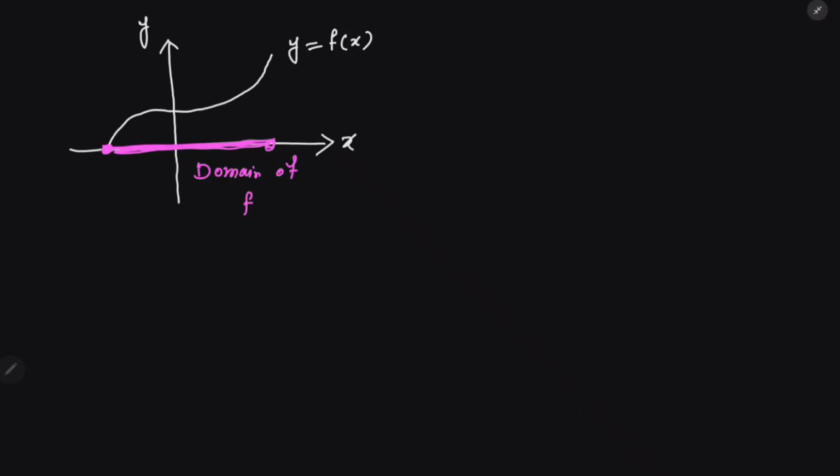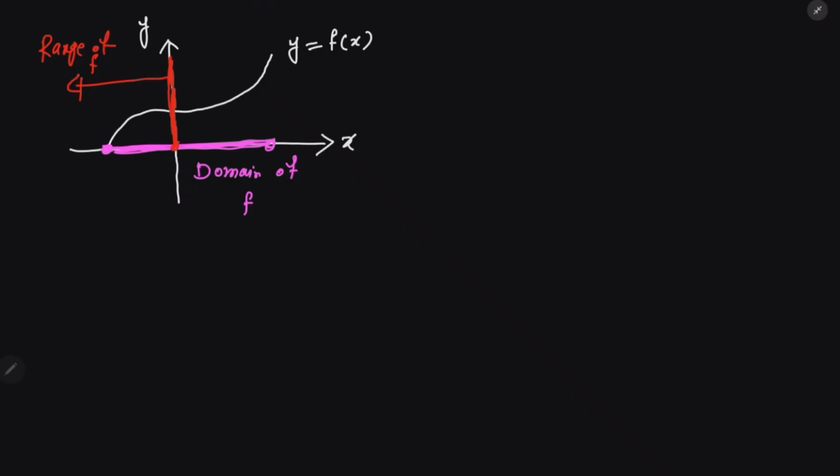On the y-axis, the first value is 0. Then it reaches up to over here. Then we have the range. The range is this y value over here. So this is the range of f.